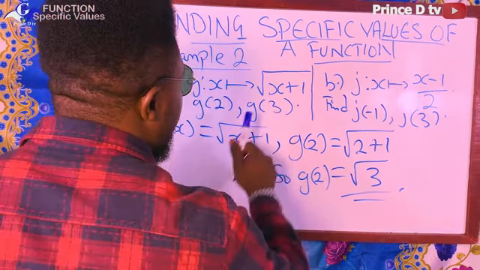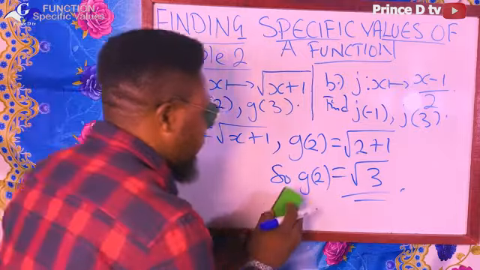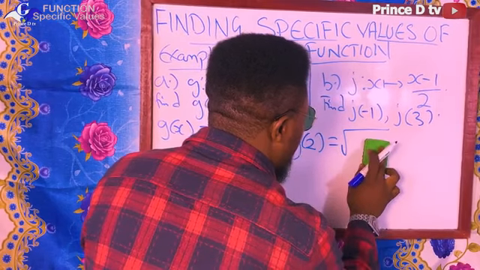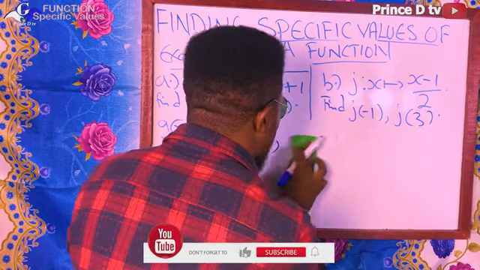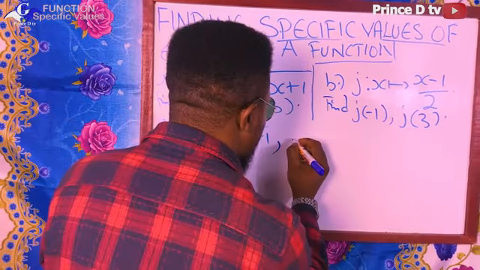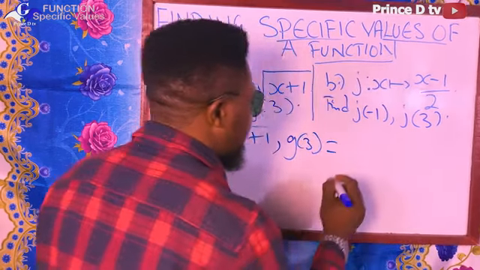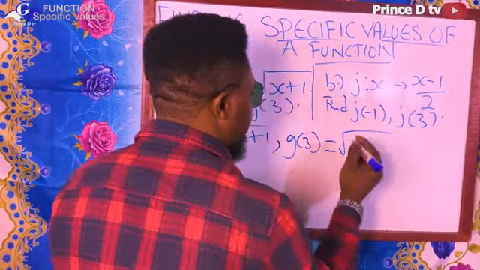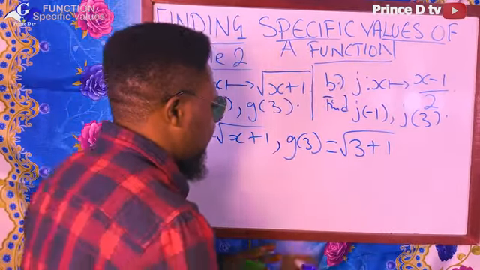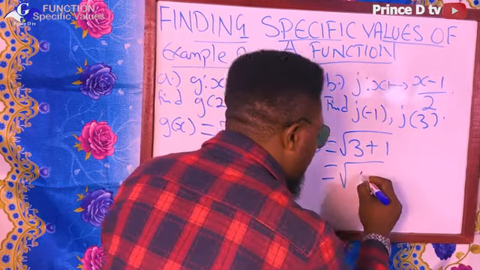And secondly, we have g of 3. So g of x is still our function. So g of 3, the last one under the function, is equal to the square root of x, where we replace x with 3, plus 1. Already we are having a 4 here, what I was trying to explain before. So we now have the square root of 3 plus 1, which is 4.